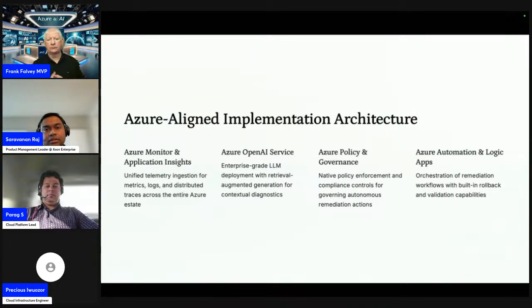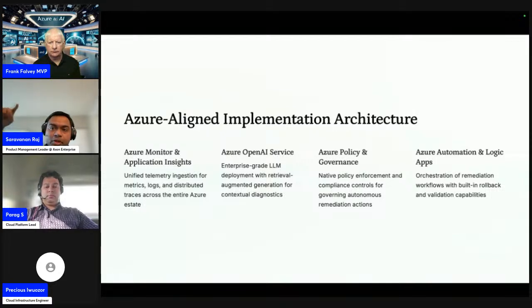And the third part of the architecture is the governance policy itself. So native policy enforcement and compliance controls are absolutely important. And the fourth one would be the Azure Automation and the Logic Apps.